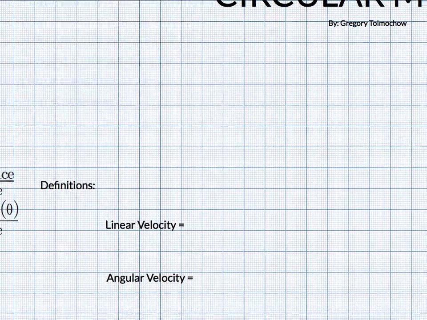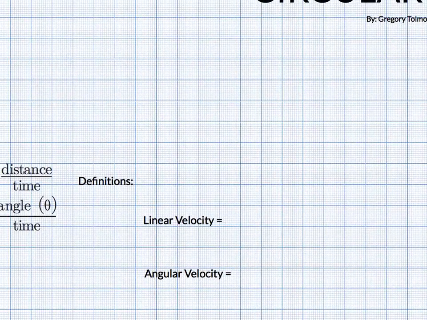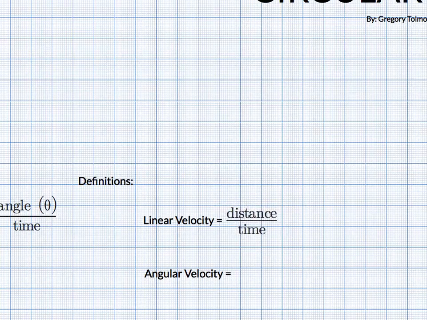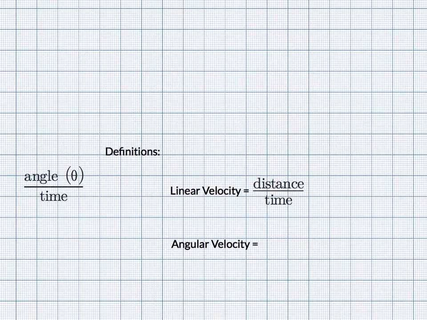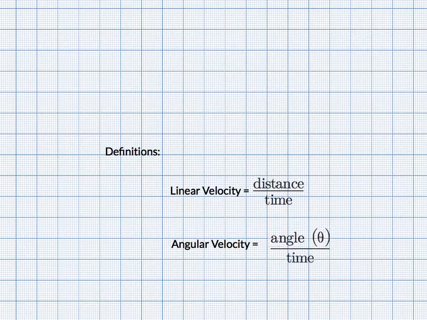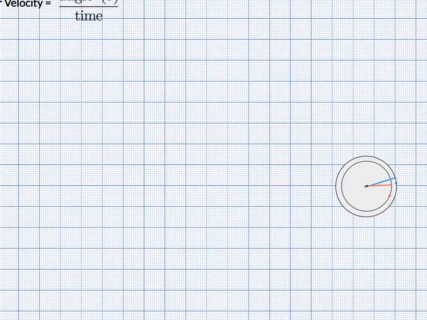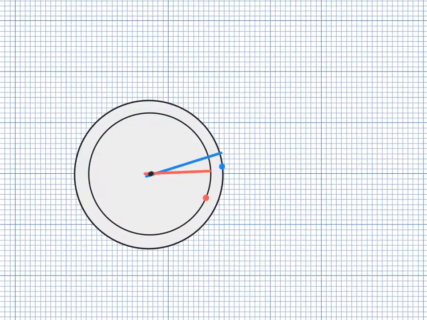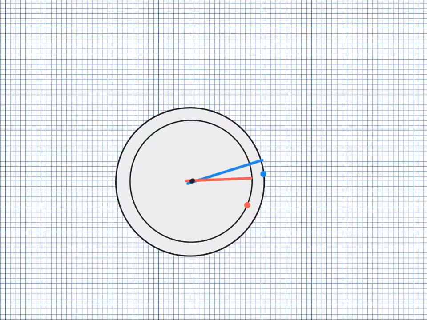Our first is of linear velocity, which is equal to the distance over time, whereas angular velocity is represented as angle, or theta, over time. These two equations could be represented in this picture below. Picture this diagram as a track with runner blue and runner red.